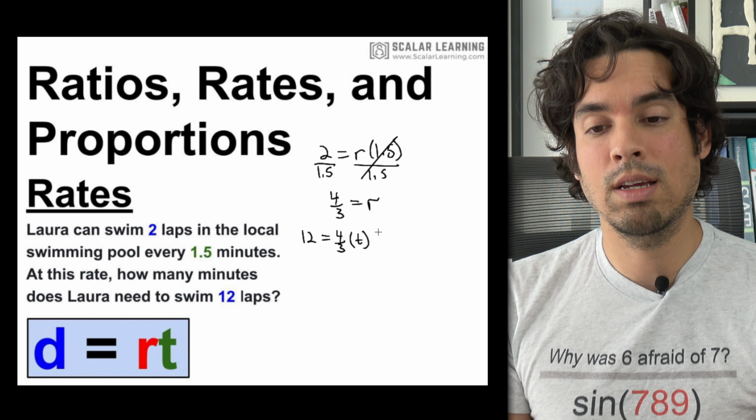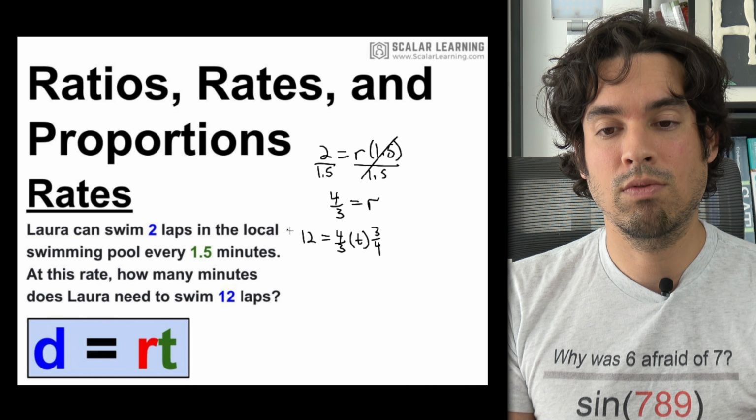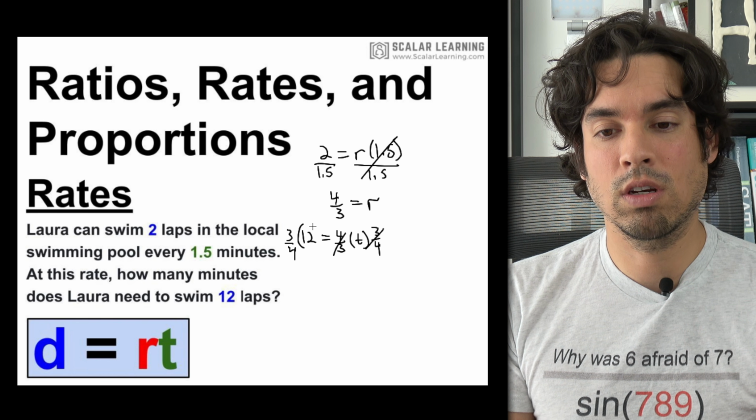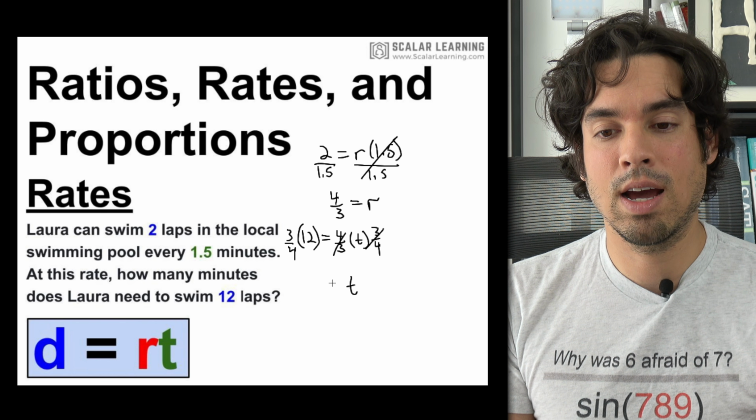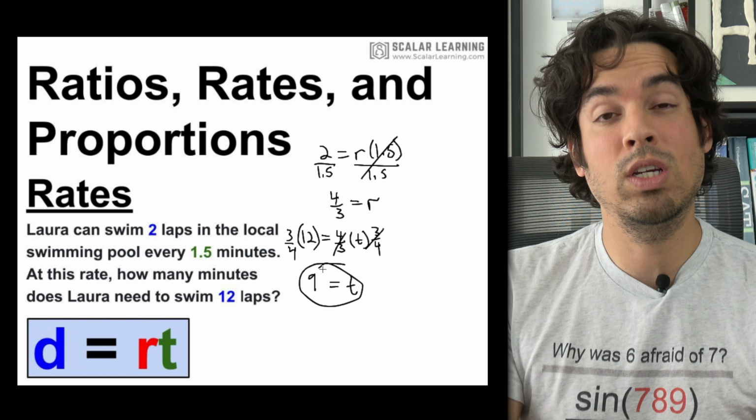So I'm going to isolate by multiplying both sides by the reciprocal of 4/3, which is 3/4, like so. That cancels. 3/4 of 12 ends up being 9. Now this isn't the only way, by the way, that we can solve this problem. Instead, we could have used a proportion.